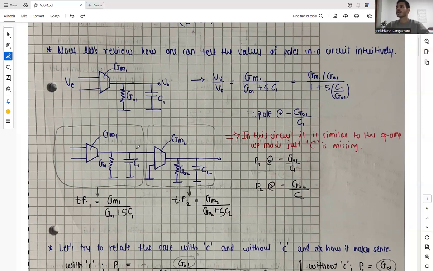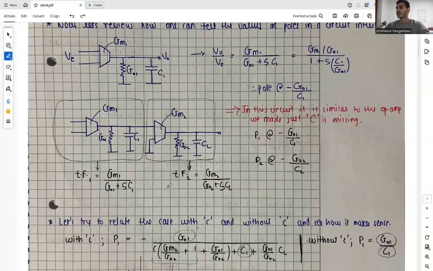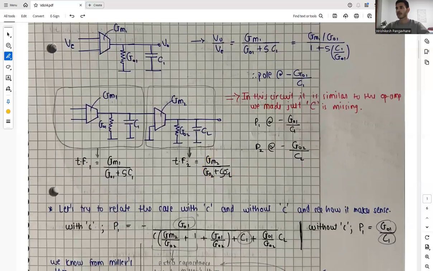So at this point, the only missing capacitor over here is this one, and we said that if we divide it into two different nodes, we have a transfer function for our first part and a transfer function for our second part. And basically we can intuitively say that our first pole lies at this part, where this portion gives us the pole, and our second pole lies at this part, where this transfer function gives us the same result.